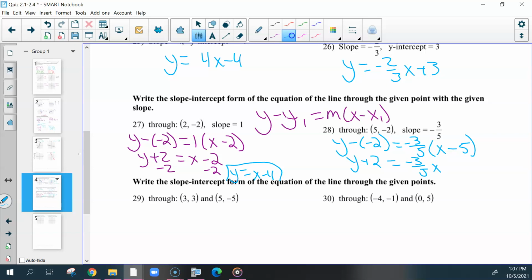So multiplying this would be positive. So 5 doesn't really cancel. You get positive 15 over 5, so positive 3. If you put negative 3, that kind of messed up your work. So negative 3/5 x plus 1 should have been your answer.